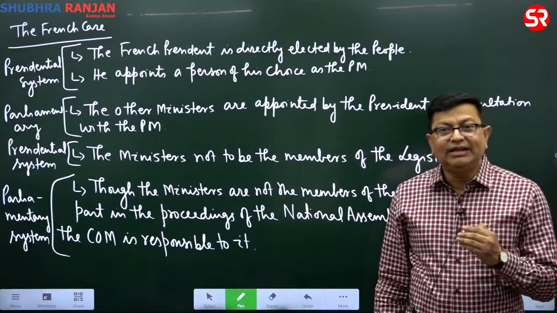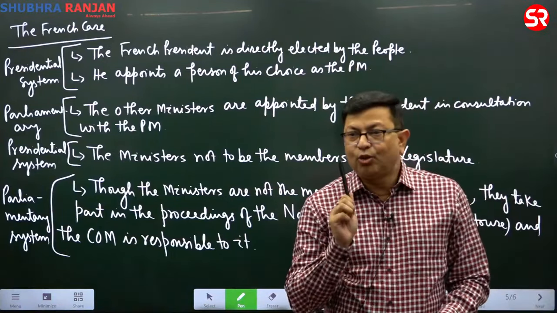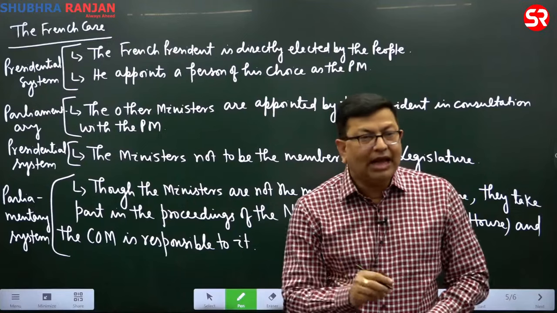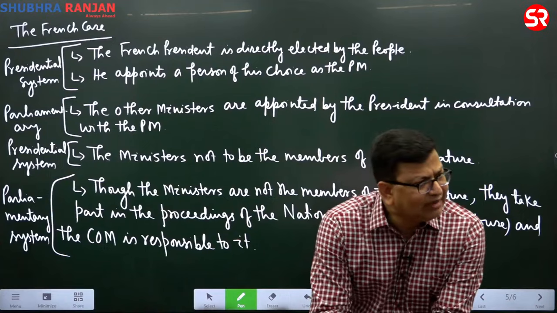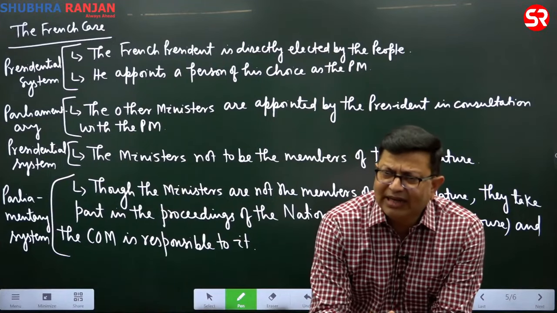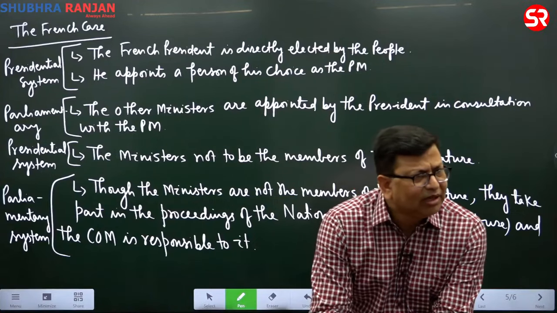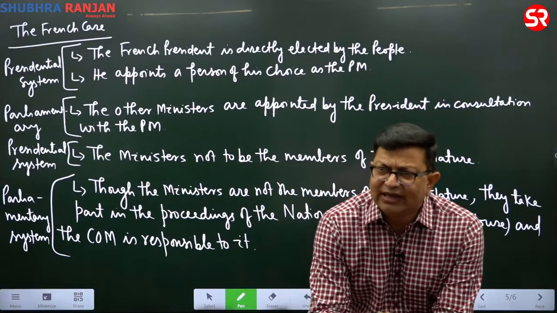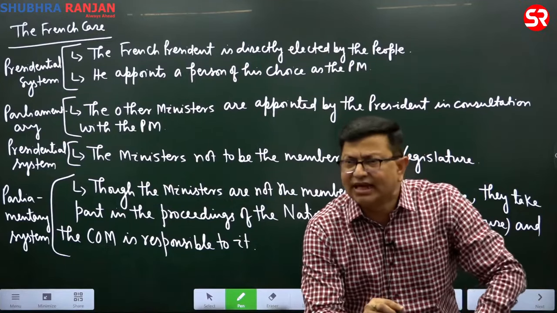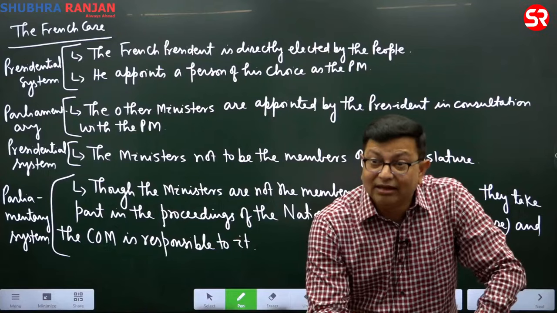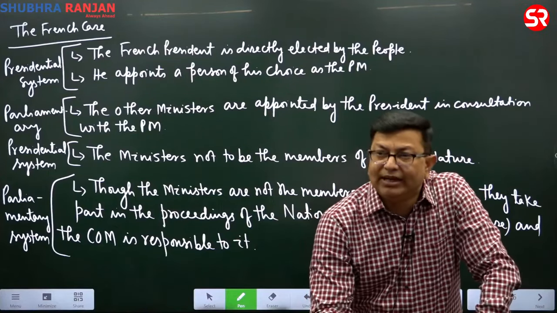Now, the advantage of the presidential system is that there is quick decision making, and at the time of emergency situations, decisions can be taken really quickly. In a parliamentary system, first of all, the Council of Ministers will take a decision, then it will be communicated to the president, who will sign it, and then the law will come into force or the decision will be implemented.